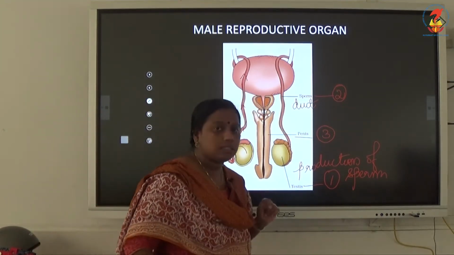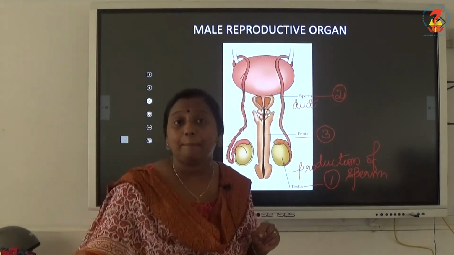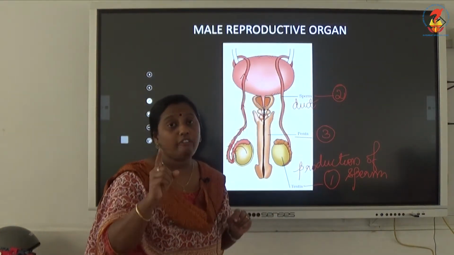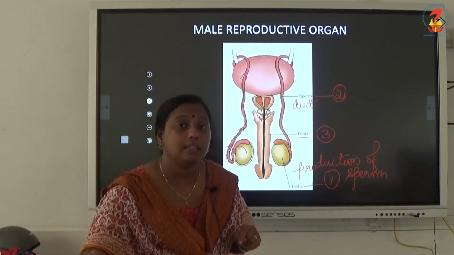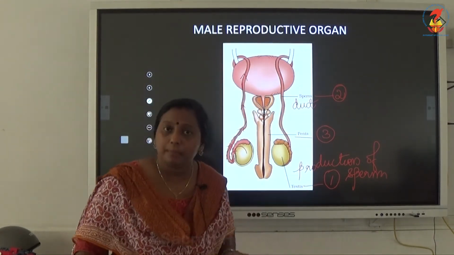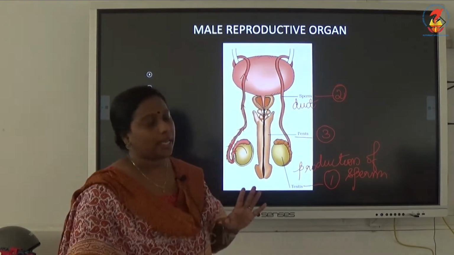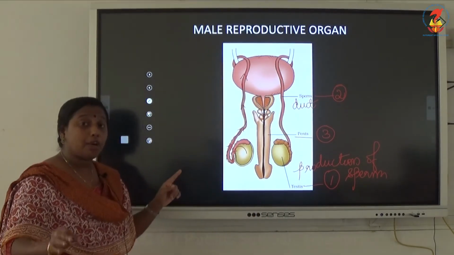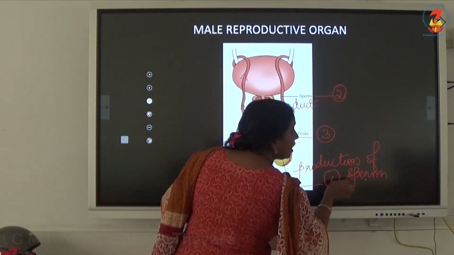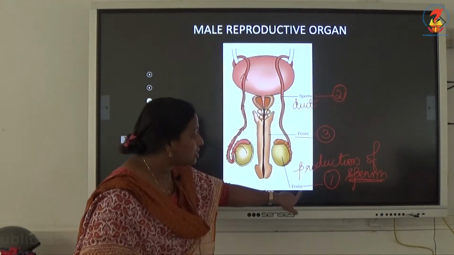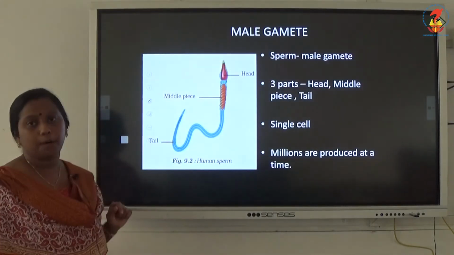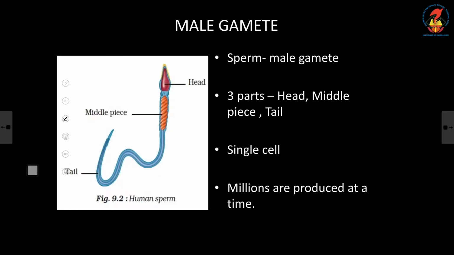And number 3, penis. Penis is an organ which will deposit the sperm onto the female body. So, that is the function of penis. It will deposit the sperm in the female body. So, understood the function of all three parts of the male reproductive system? Okay. So, the male reproductive gametes, remember the name, you call them sperms, and the sperms are produced inside the testis. Now, we will see in detail about a sperm or the male gamete.